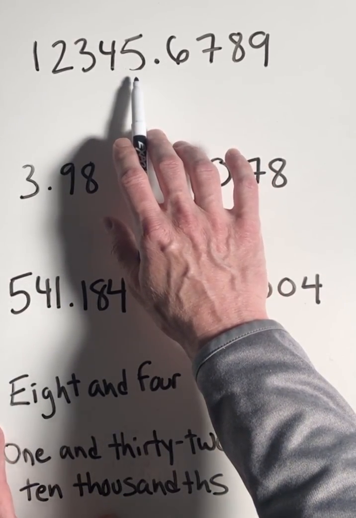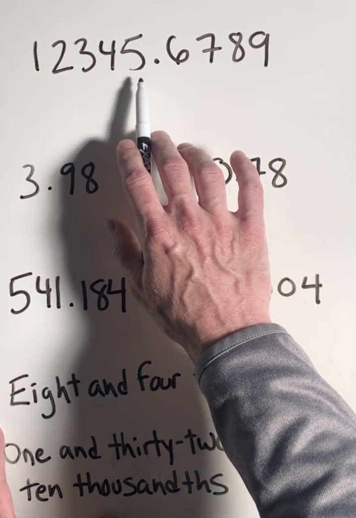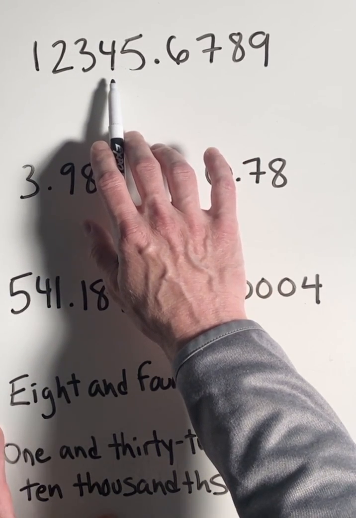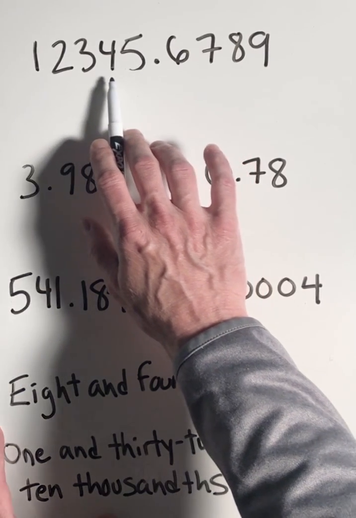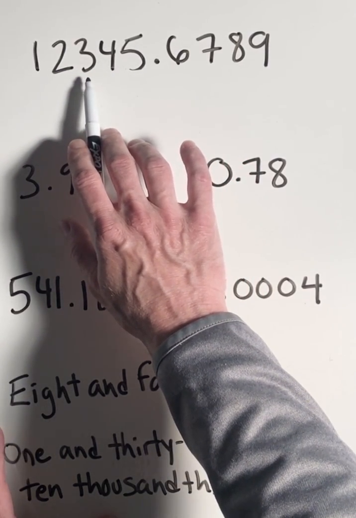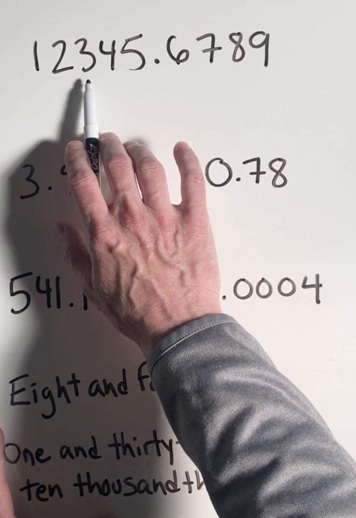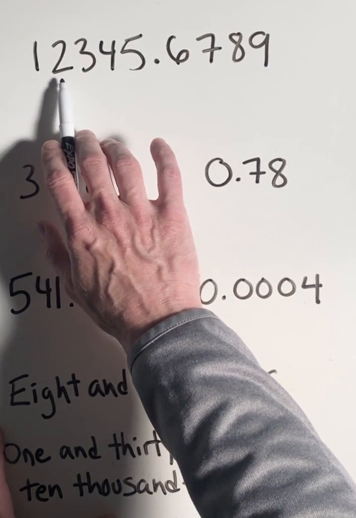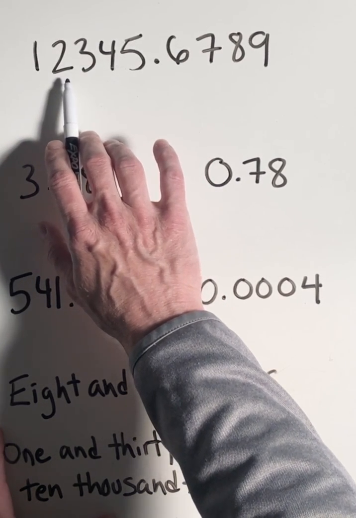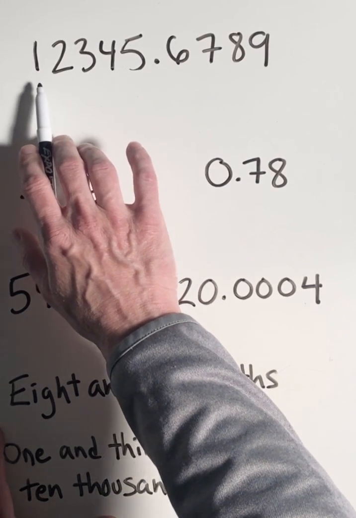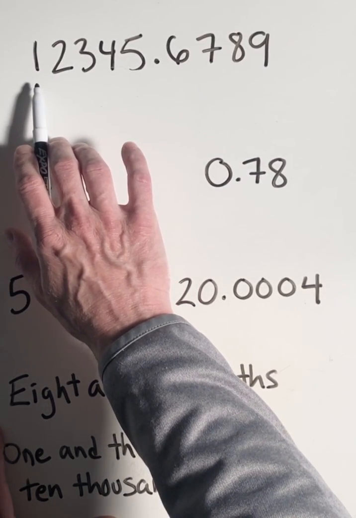The 5 is in the ones place and is worth 5. The 4 is in the tens place and is worth 40. The 3 is in the hundreds place and is worth 300. The 2 is in the thousands place and is worth 2,000. The 1 is in the 10,000s place and is worth 10,000.